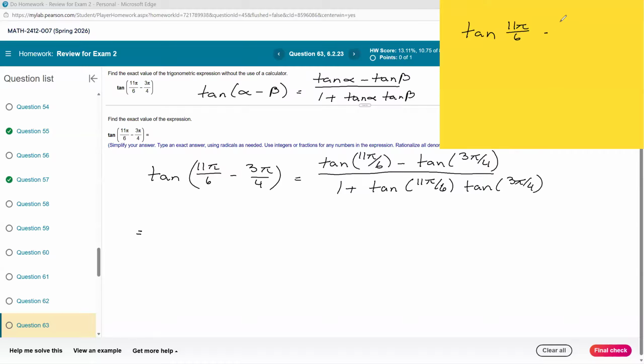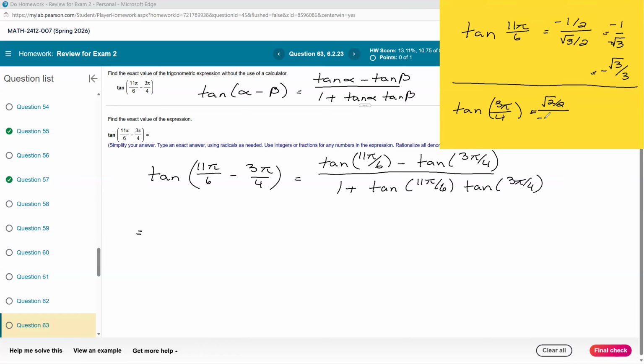So if you have your sine on top, that's going to be negative 1/2. Cosine on bottom is square root of 3 over 2. So this one is just negative 1 over square root of 3, or negative square root of 3 over 3. And tangent of 3 pi over 4. So sine of 3 pi over 4 is going to be square root of 2 over 2, and cosine's negative square root of 2 over 2, so this one's just negative 1.